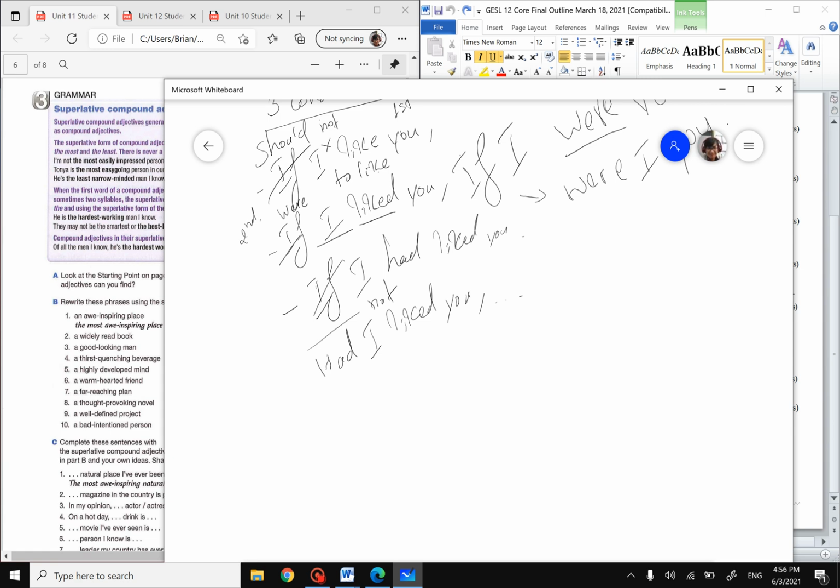Next one, third conditional. If the sentence that they want you to change is in third conditional, you cross out the if and then you put had. Similar to the first, you cross out if and then you put had. So it changed from if I had liked you to had I liked you. And if it is negative, you put not behind the subject, changing to had I not liked you.